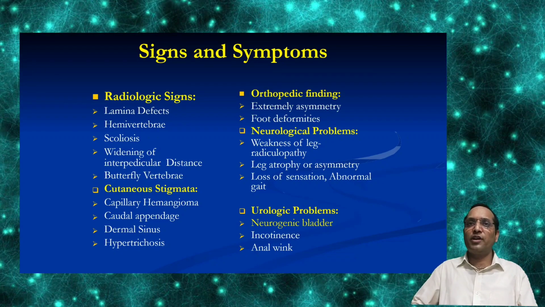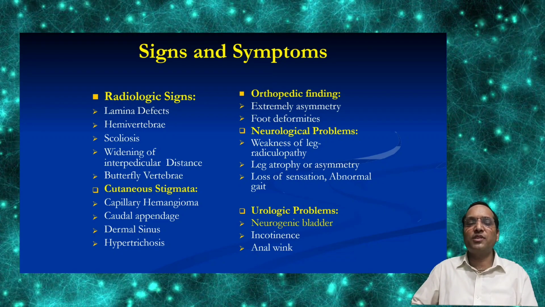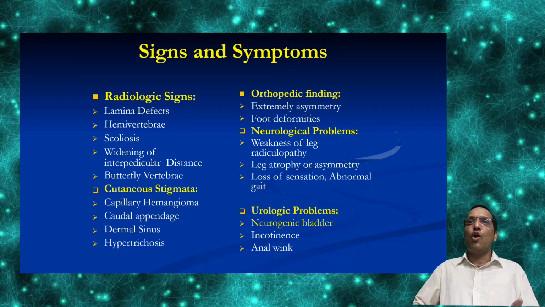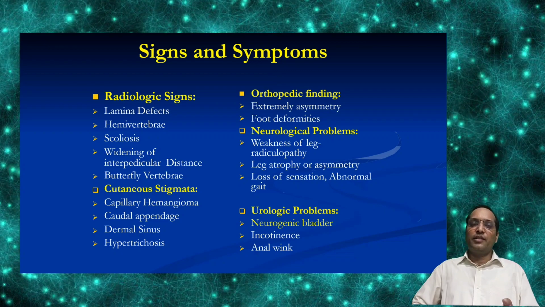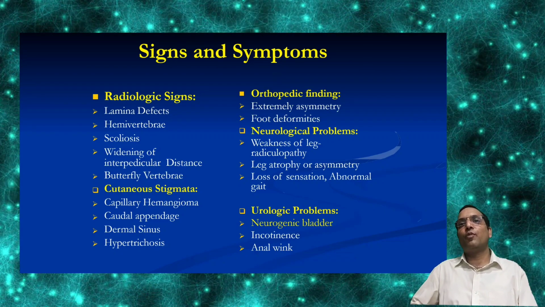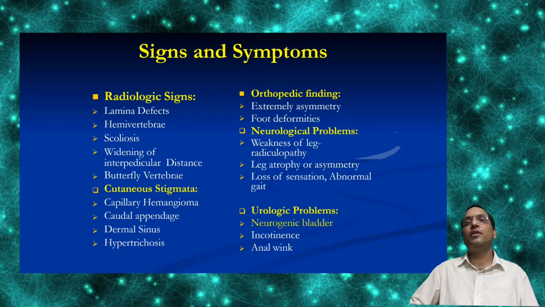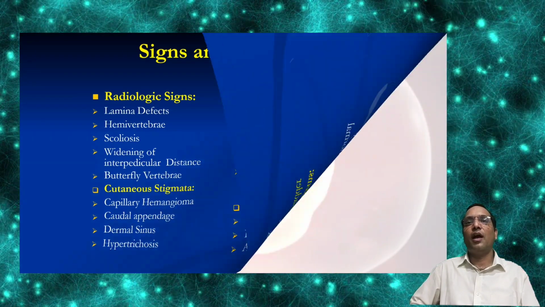There may be some foot deformities like club foot, or some neurological problems like weakness of the legs or radiculopathy, leg atrophy or asymmetry. There may be loss of sensation or abnormal gait, or urological problems like neurogenic bladder and incontinence of urine, and it may be associated with anal wink.